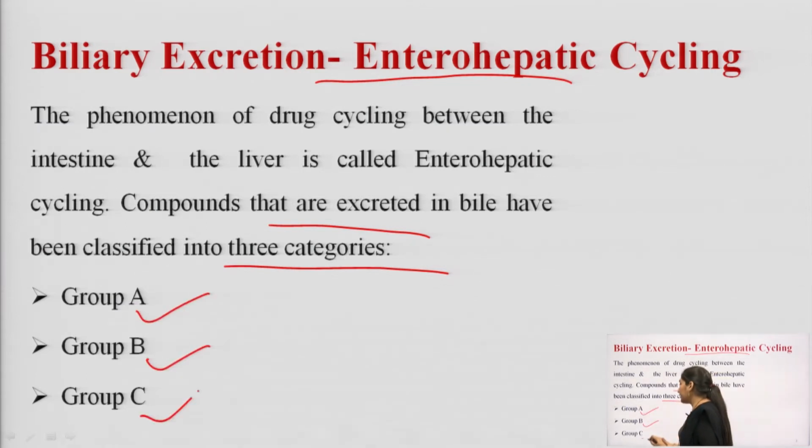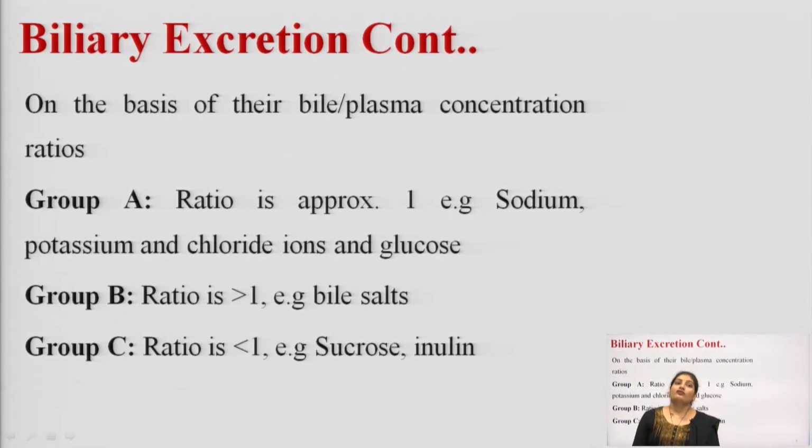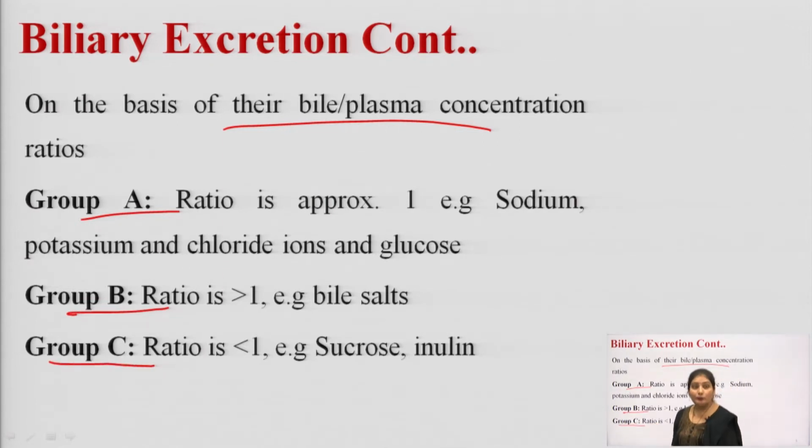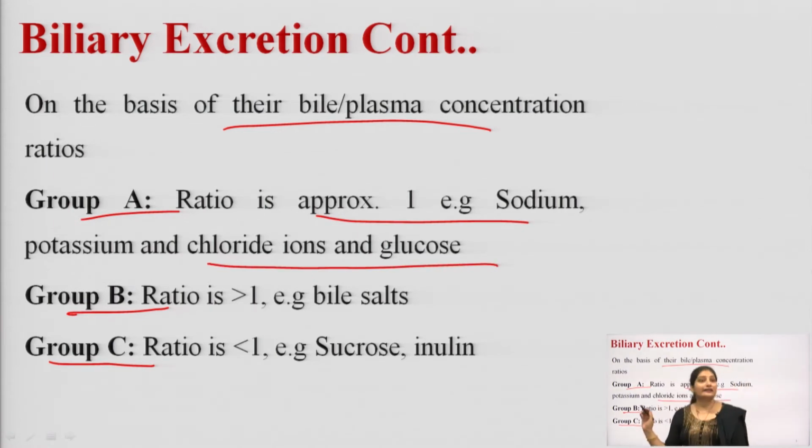group A, group B and group C. Now, what is the criteria on which these are categorized? The criteria is the ratio of bile to plasma concentration. Depending upon the ratio of bile to plasma drug concentration, we classify these drugs into group A, group B and group C. In group A, the ratio of bile to plasma drug concentration is approximately 1. For example, sodium, potassium and chloride ions and glucose.